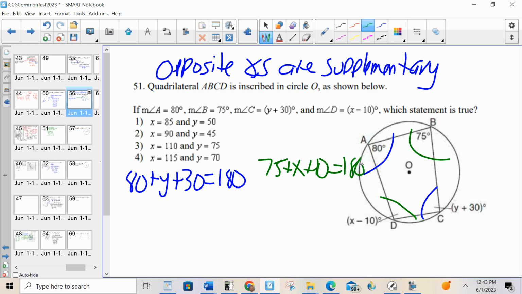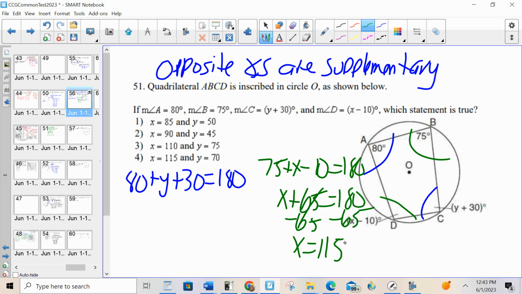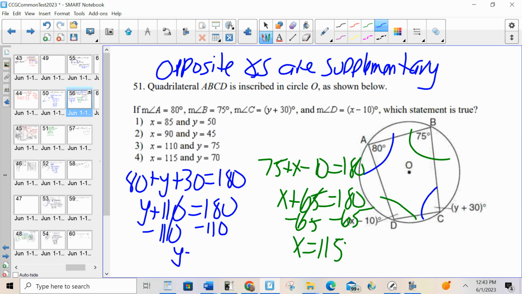So I do some algebra. 75 plus x, oh, minus 10, excuse me. X plus 65 equals 180. Minus 65, minus 65. X equals 115. And for the y's, y plus 110 equals 180. Minus 110, minus 110. Y is 70.